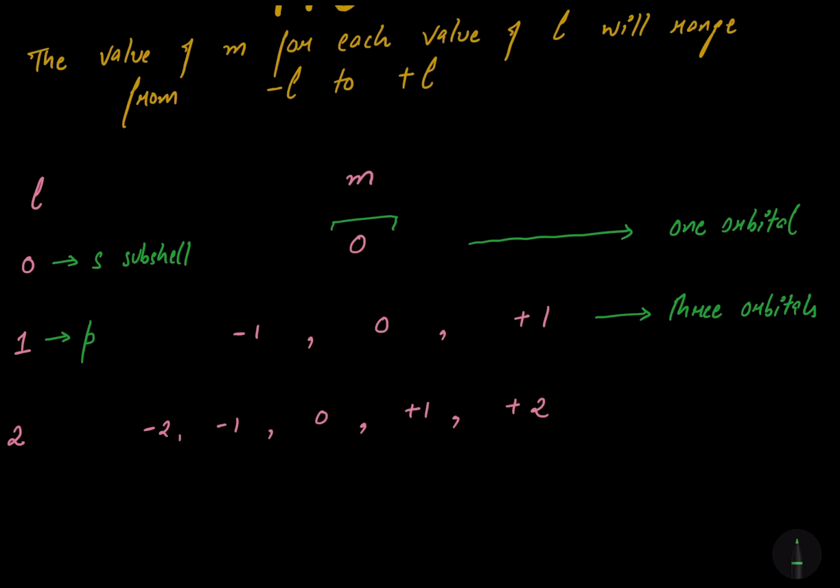Now let's talk about the value of 2 for l. The 2 stands for d subshell. For the d subshell we have 5 values, that's minus 2, minus 1, 0, plus 1, plus 2, and that stands for 5 orbitals. The d subshell will have 5 orbitals. Now these orbitals also have their specific names, so let me write that also.